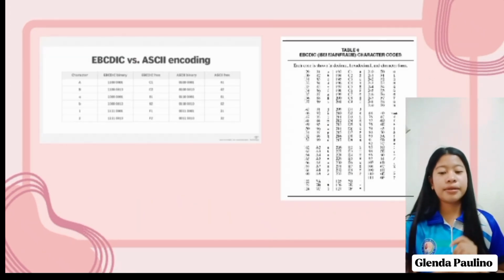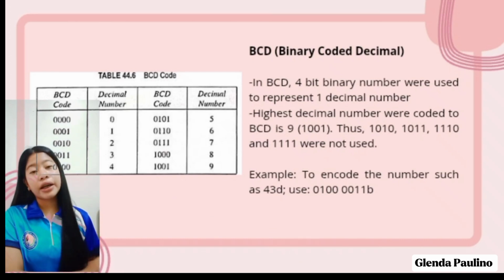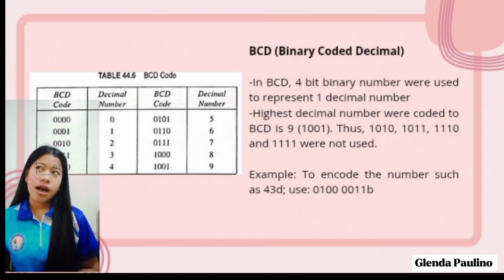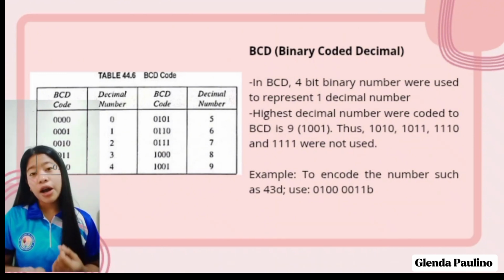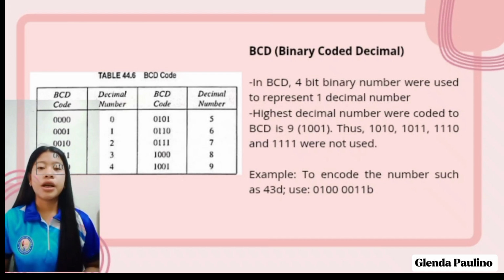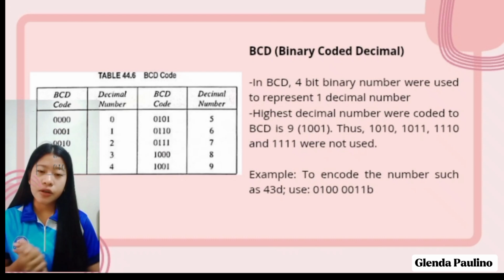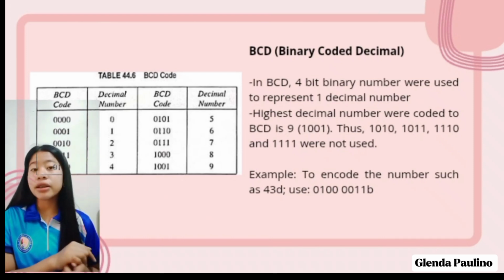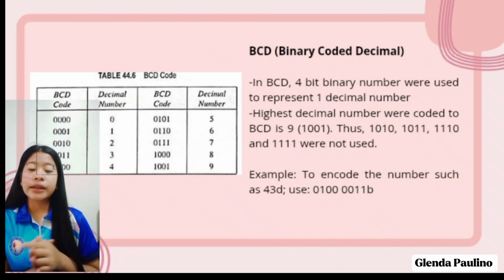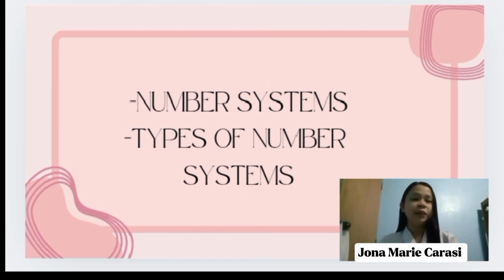11000011 in binary. And lastly is the BCD, which stands for Binary Coded Decimal. We have a 4-bit binary number used to represent one decimal number. For example, to encode the number 43D, you can use 01000011B. So that's all.